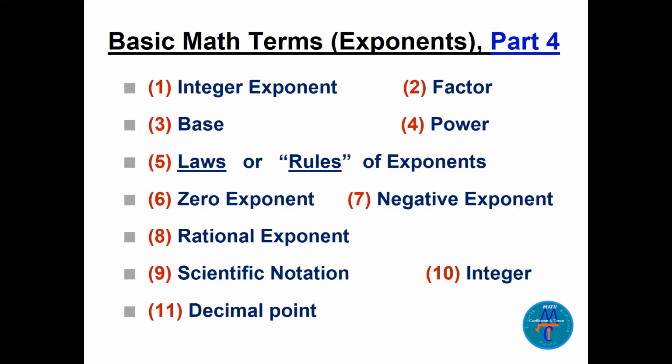If you see the words integer, rational, irrational, or other subsets of real numbers, you can go to part 1, basic math terms. So integer means numbers like 2, 3, 4, negative also. And here we have rational. Number 8 is rational exponent. So the exponent or the power, where the power is a fraction. Rational is a fraction. We have some other words: base, power. We have the rules or laws. We have scientific notation here, number 9.